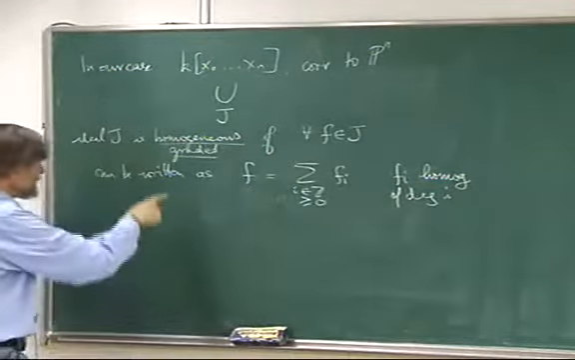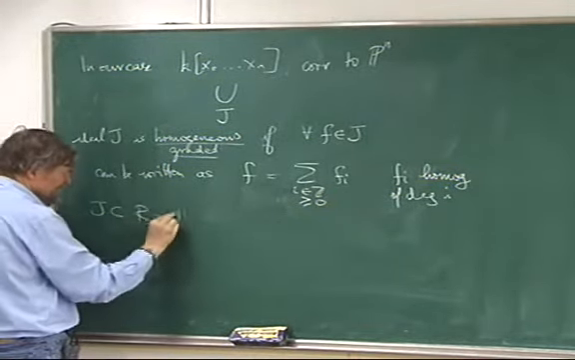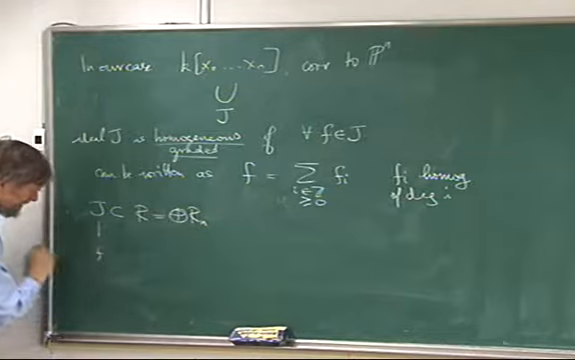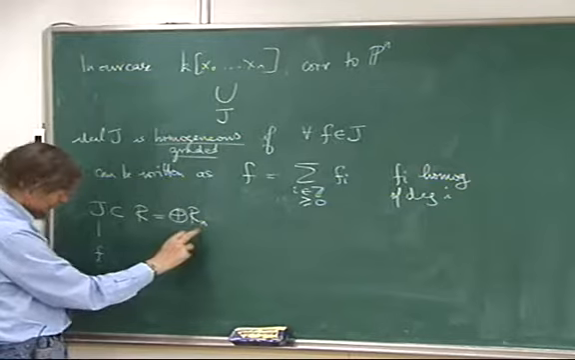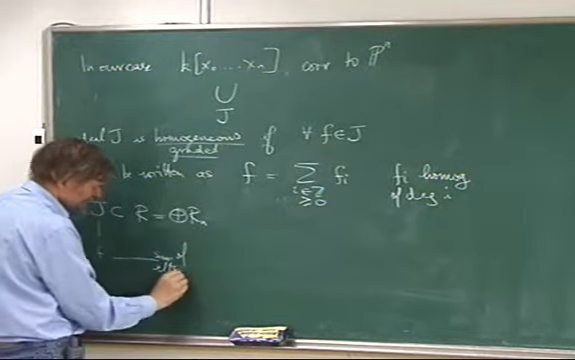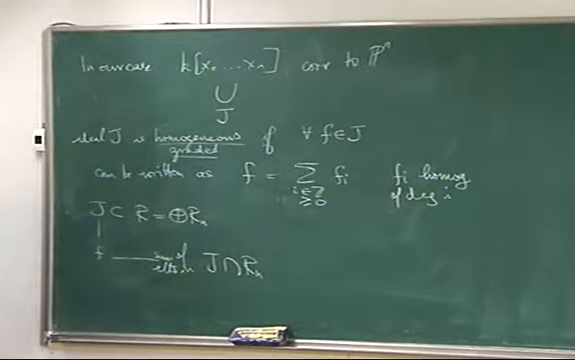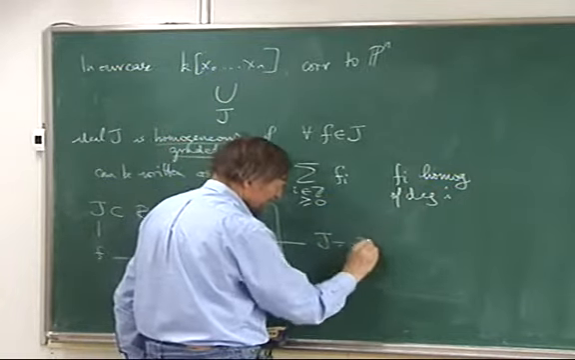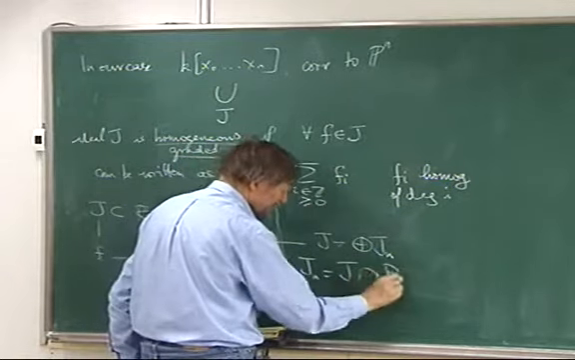Right? So this is just another way of saying that if J is contained in this ring R, which is the direct sum of R_n, and I take any element f in there, then this f is a sum of elements in J intersect R_n. That's the same as saying that J is the direct sum of J_n, where J_n is J intersect R_n.